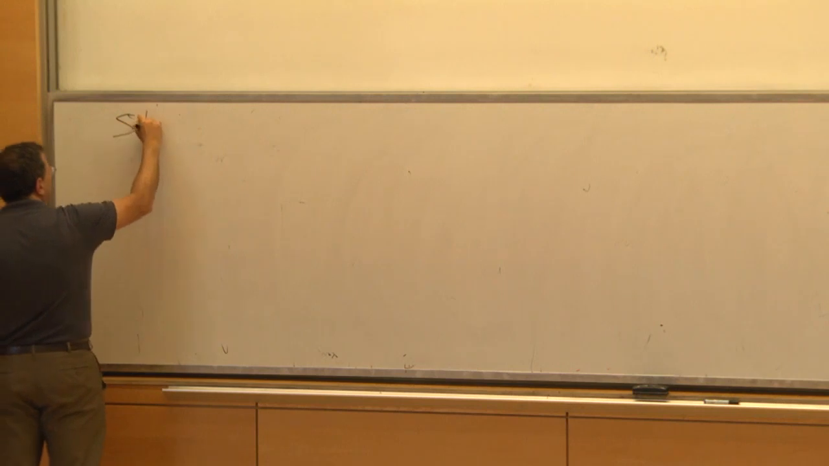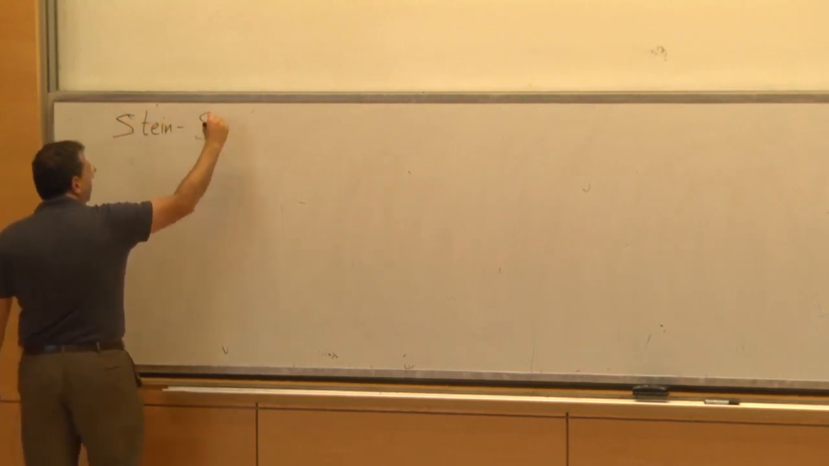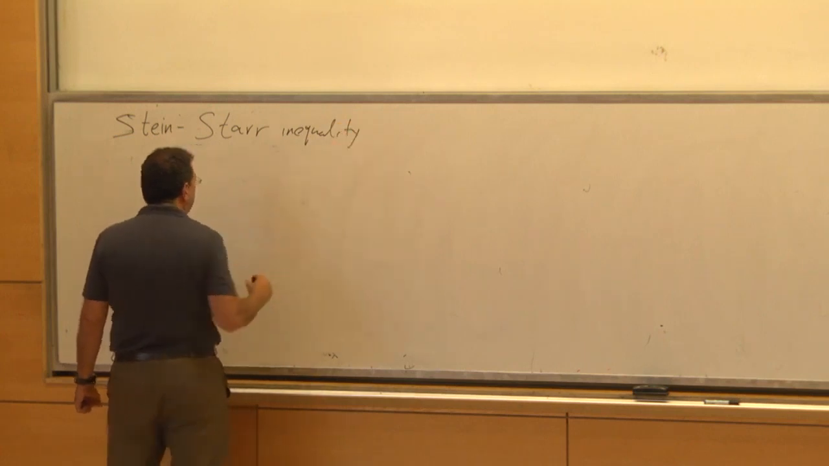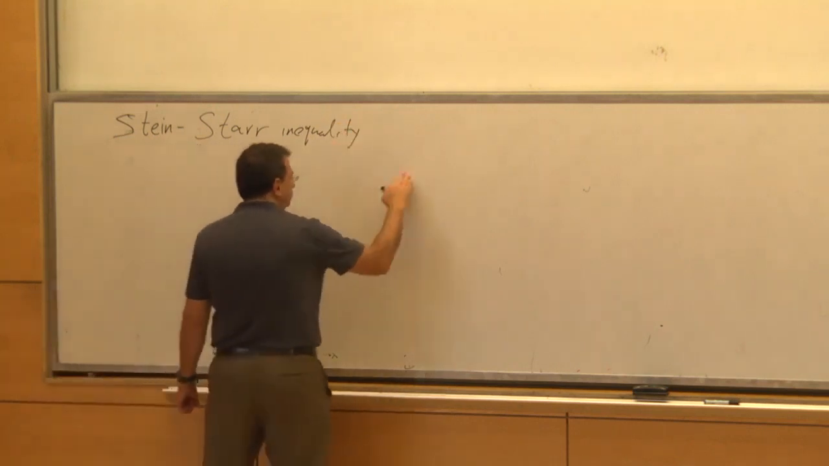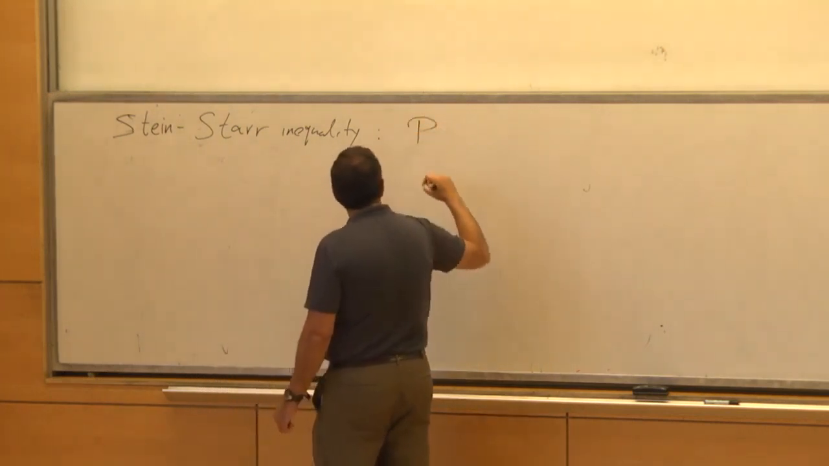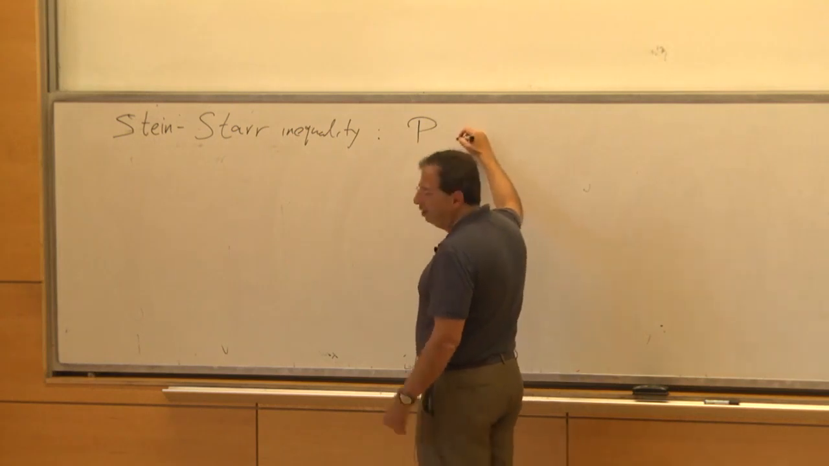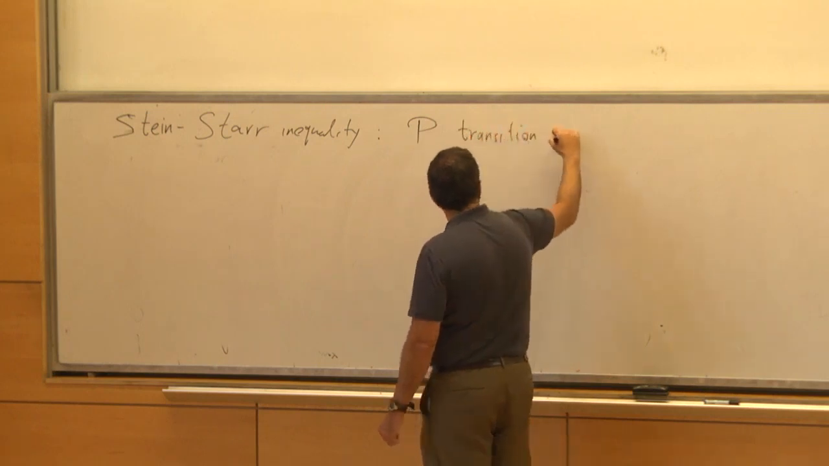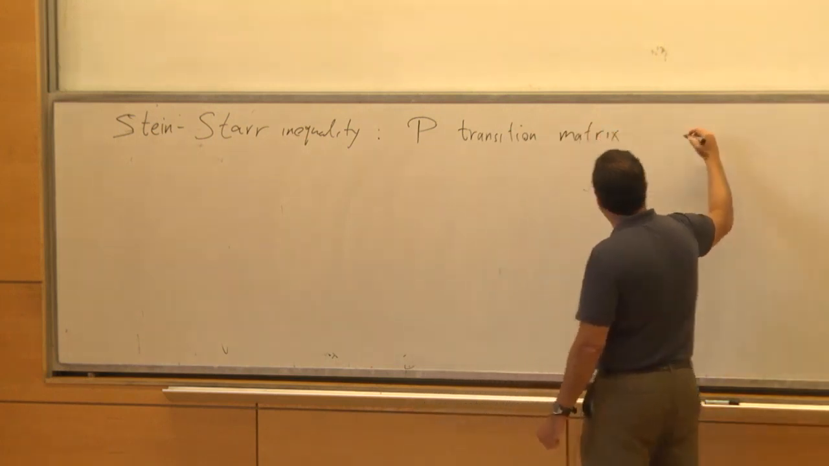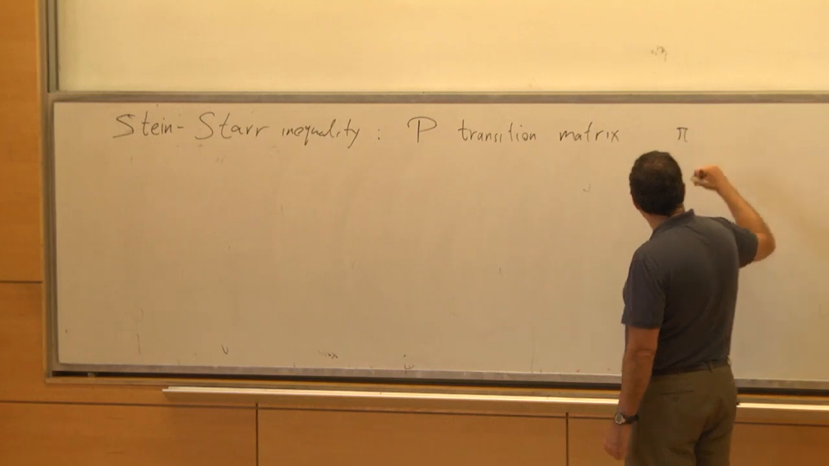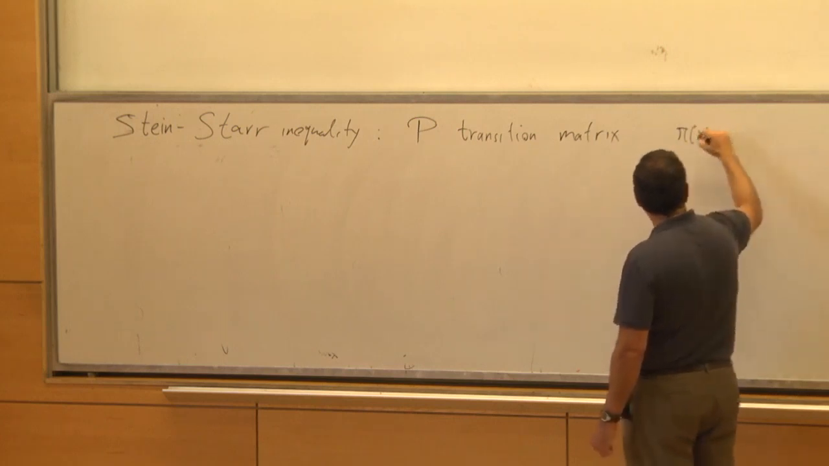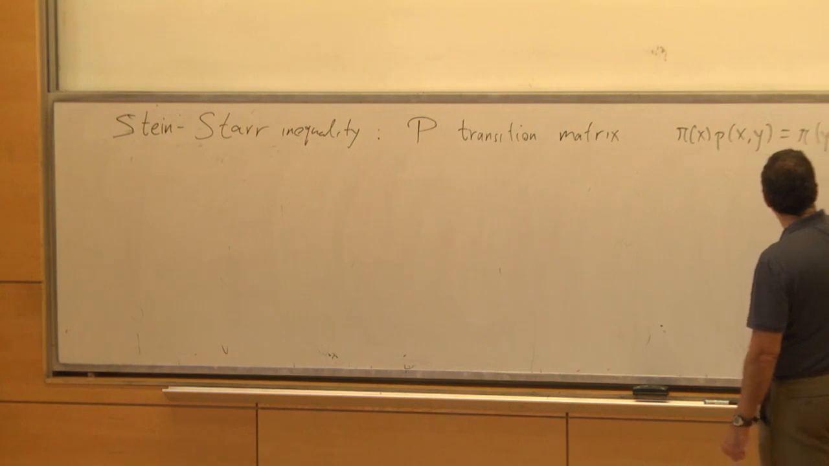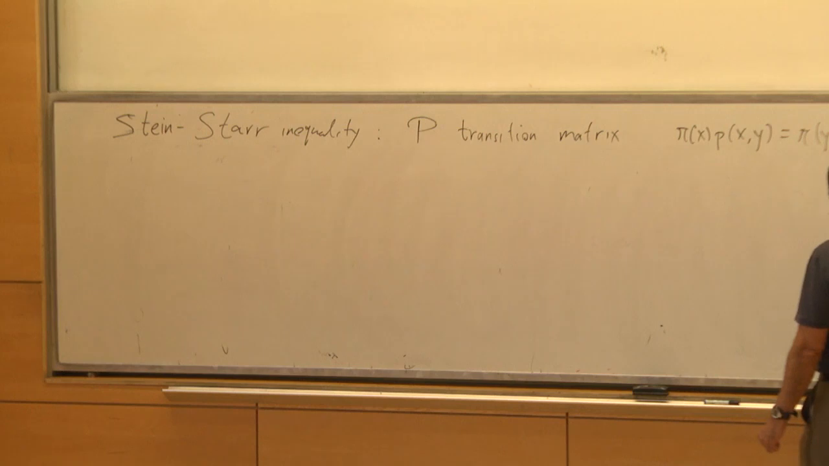So this is the Stein star inequality. So P is going to be the stochastic matrix, or just a transition matrix for a Markov chain. For a reversible Markov chain, so pi. Remember, pi is the stationary measure, and we're going to assume reversibility.